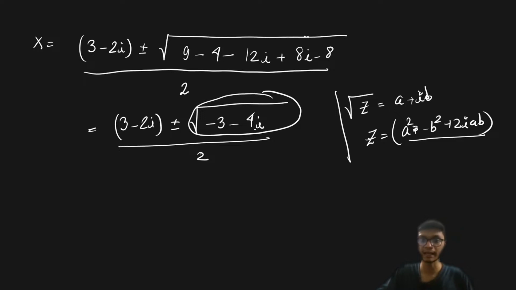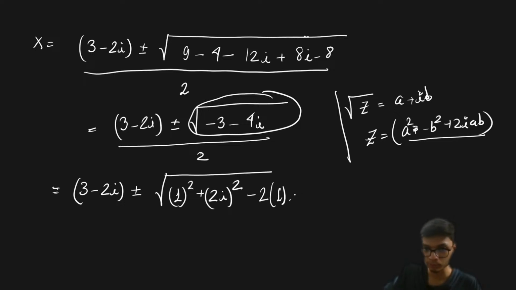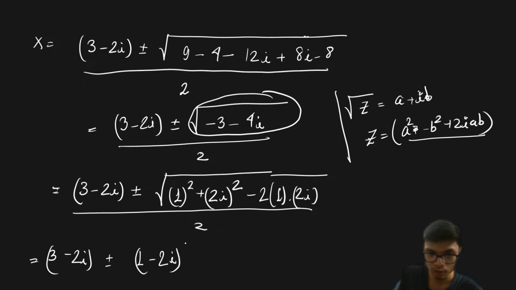But since many students can do this part directly, what I would tell them is that we can write this as 3 minus 2 iota plus or minus the square root of 1 square plus (2 iota) square minus 2 into 1 into 2 iota, right? If you do this calculation, you will get 3 minus 4 iota, divided by 2. So this yields 3 minus 2 iota plus or minus, and this is equal to (1 minus 2 iota) whole square, and the square root of that will definitely give this answer, divided by 2, right?